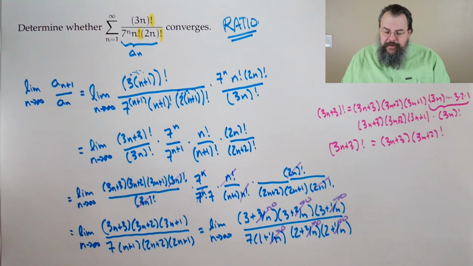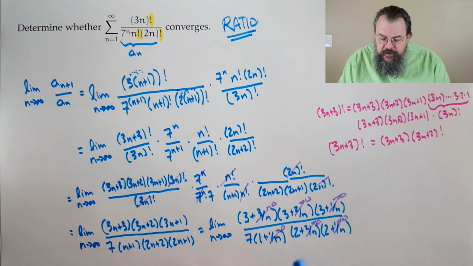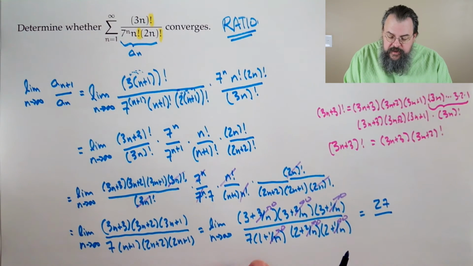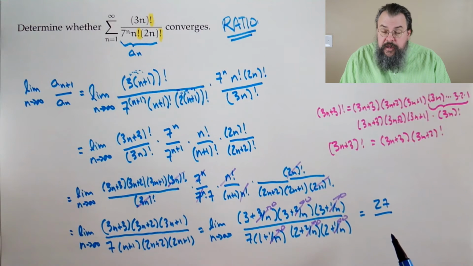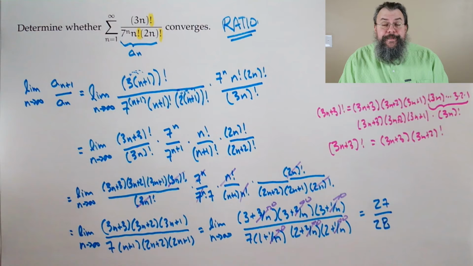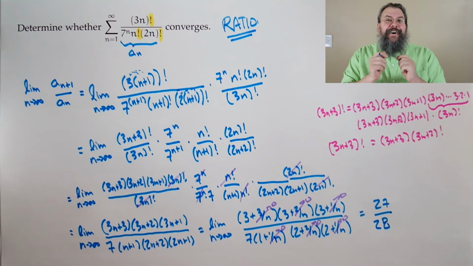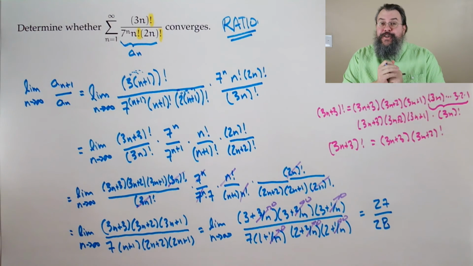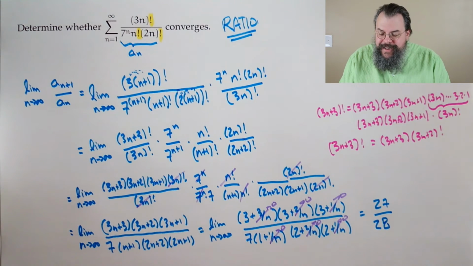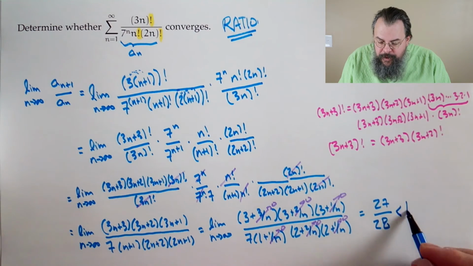And what do we have? Well, we have 3 times 3 times 3, which upstairs is 27. Downstairs, 7 times 1 times 2 times 2. Well, that 7 times 2 is 14 times 2 is 28. 27 28ths. Wow. Now remember, what do we care about? 1 is the threshold. 27 28ths is really close, but that's okay. We can definitely make a decision. Are we below 1 or above 1? We're below. This is less than 1.